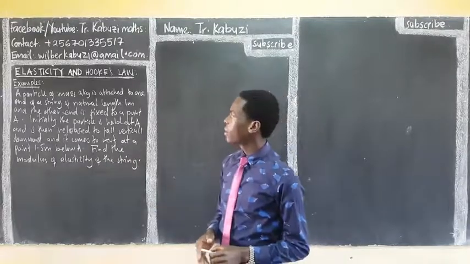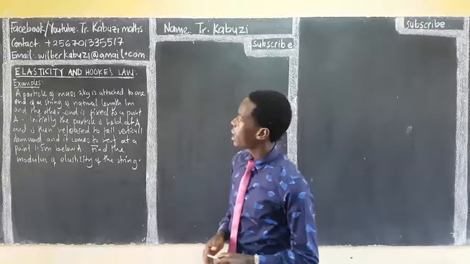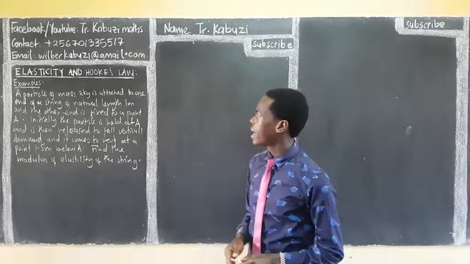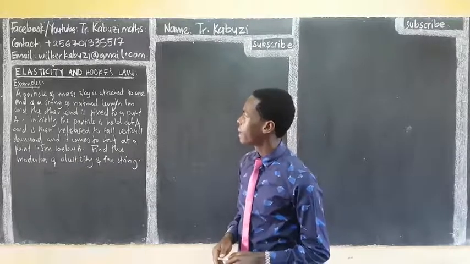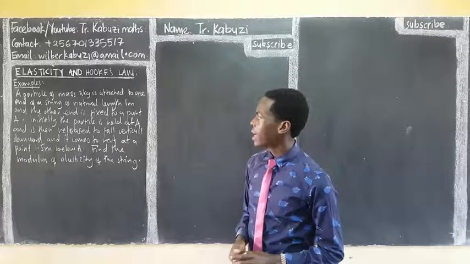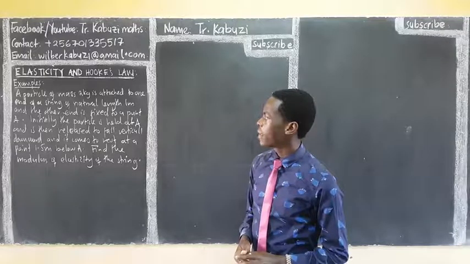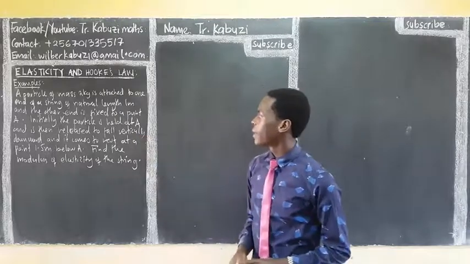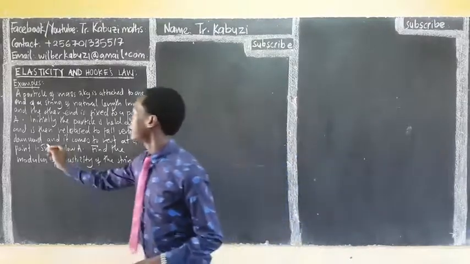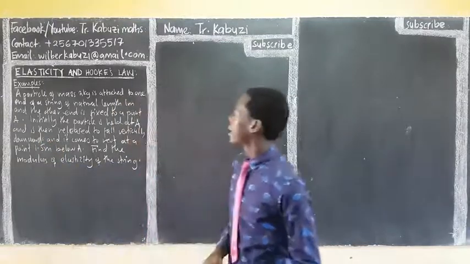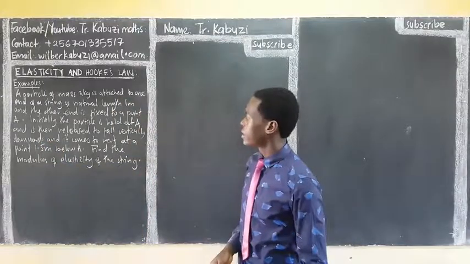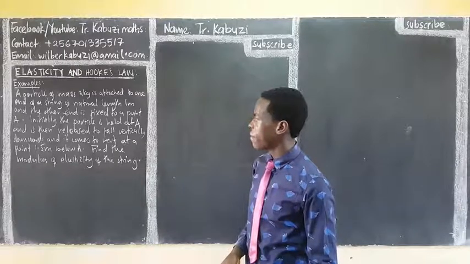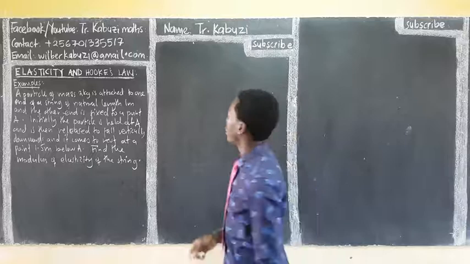A particle of mass 2 kilograms is attached to one end of a string of natural length 1 meter, and the other end is fixed to a point A. Initially, the particle is held at A and is then released to fall vertically downwards, and it then comes to rest at a point 1.5 meters below A. Find the modulus of elasticity of the string.